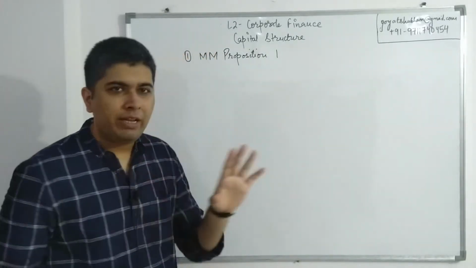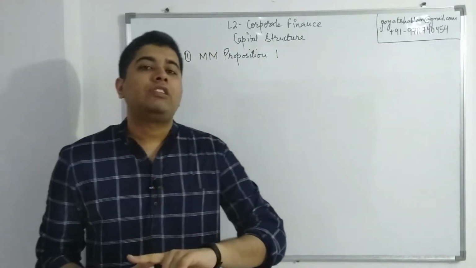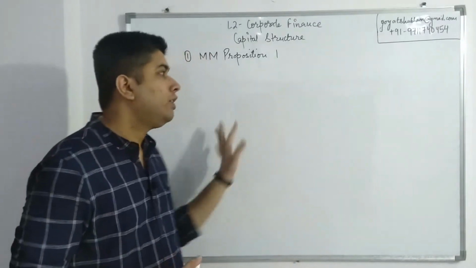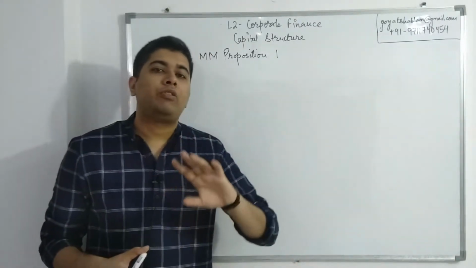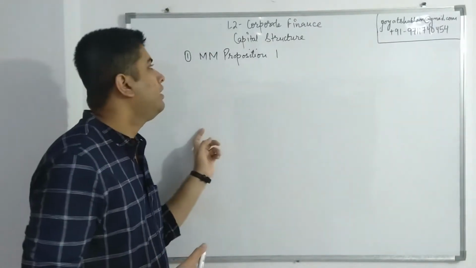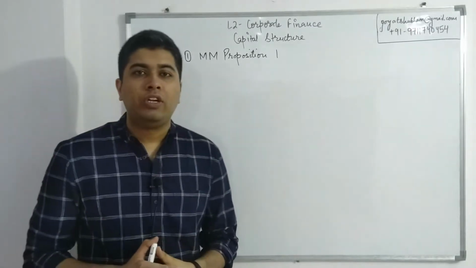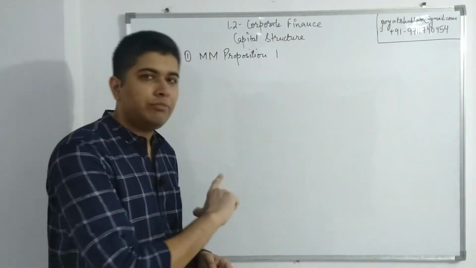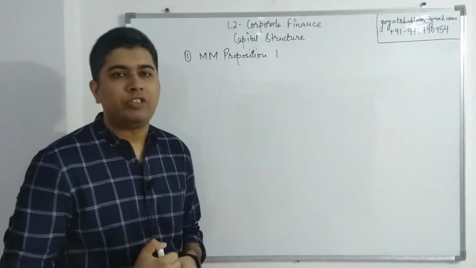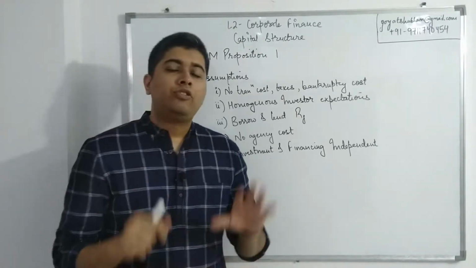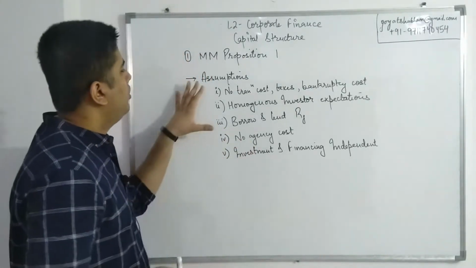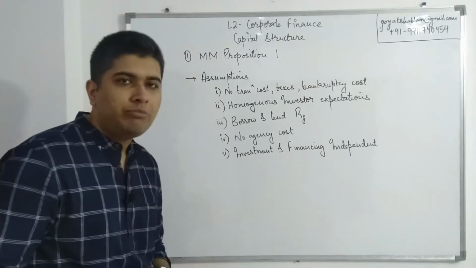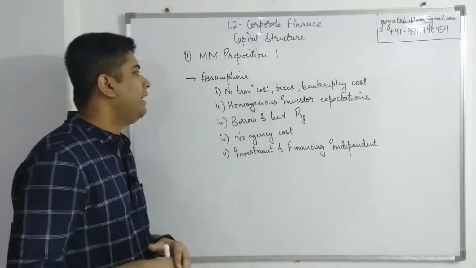Now, the first one is fairly basic, but there is a discussion we need to have before we even get to the proposition. That discussion is about the assumptions that are valid for propositions. So first, let's look at the assumptions. Then we look at what the proposition actually is. So the proposition works on 5 basic assumptions. Let's look at all of them in detail.